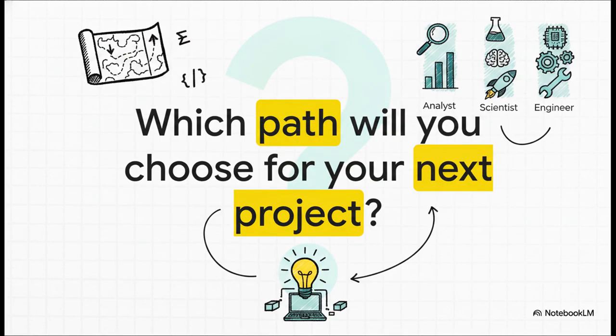So, you've got the map. You know the exact syllabus, the skills required, the job responsibilities, and the salary packages for the analyst, the scientist, and the engineer. The jargon can't hold you back anymore. So what's it going to be? Which of these 3 paths are you going to choose to start building your next big project?